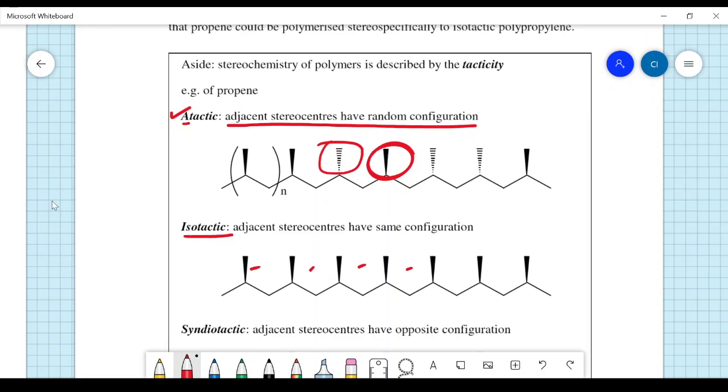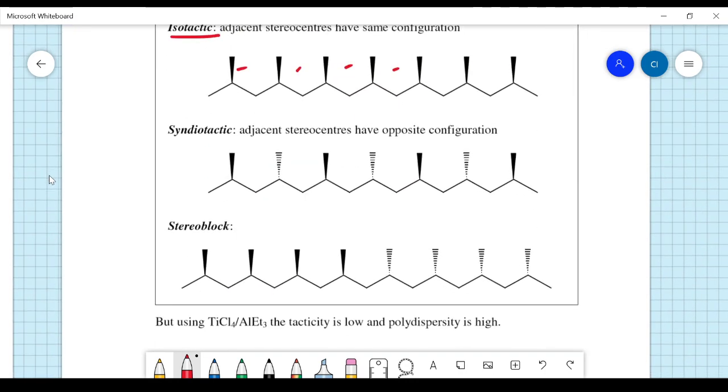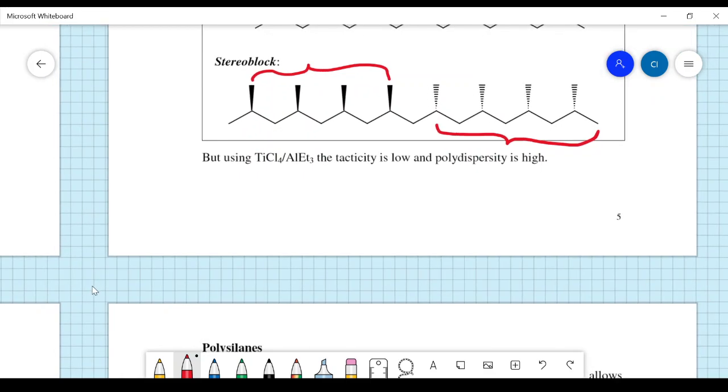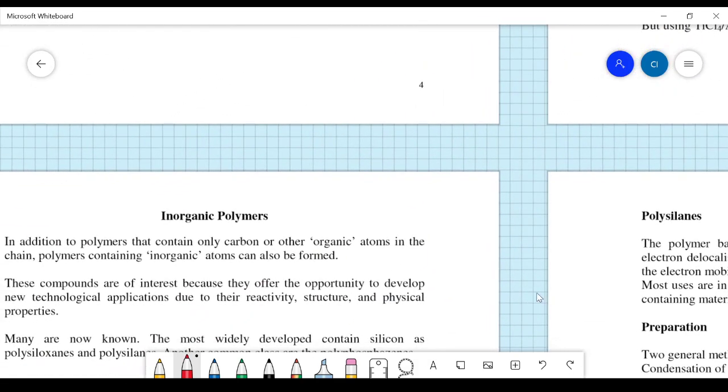So these two terms are enough for you, but just have a glance at what is syndiotactic. Adjacent stereocenters are opposite, so these are the opposite configuration. In a stereoblock, you have one complete block like this and then another block like this. By the use of TiCl4 and aluminum triethyl, the polydispersity is high, depending on the type of preparation you are requiring.